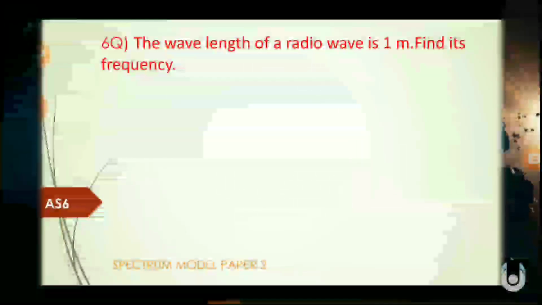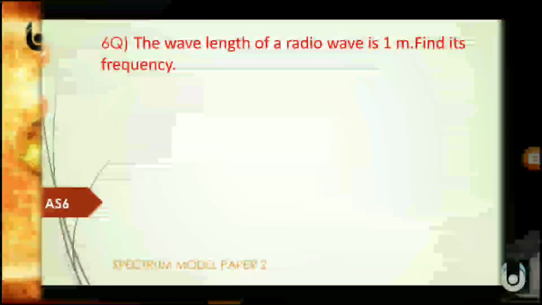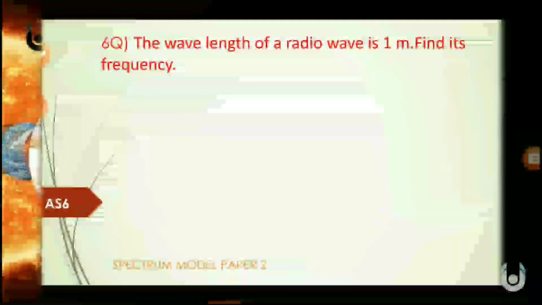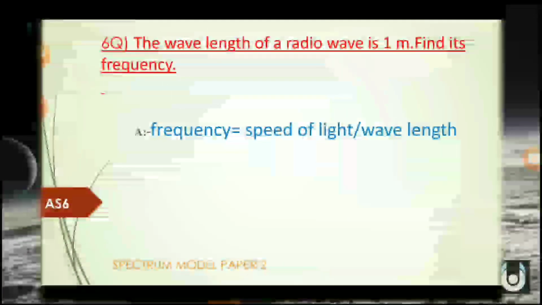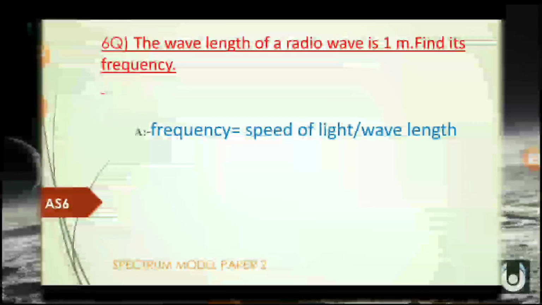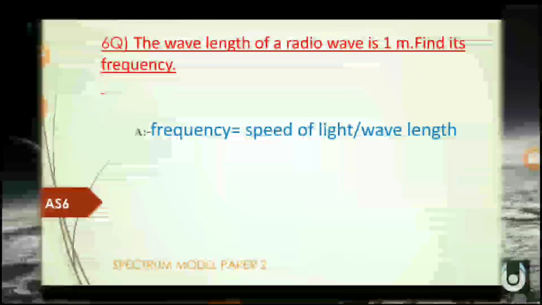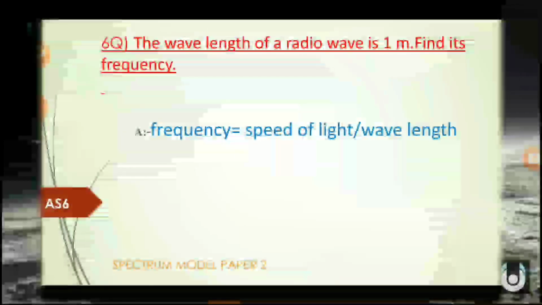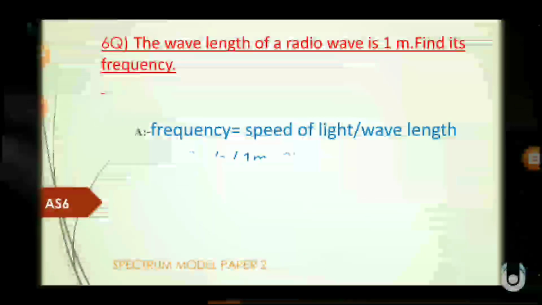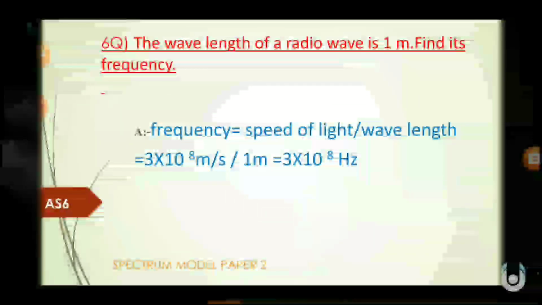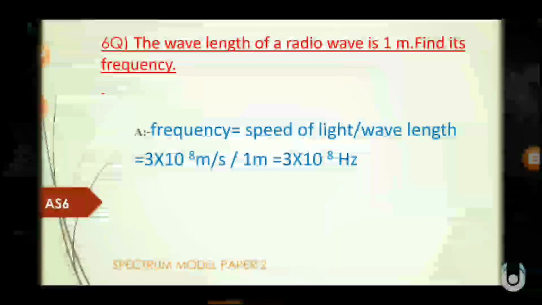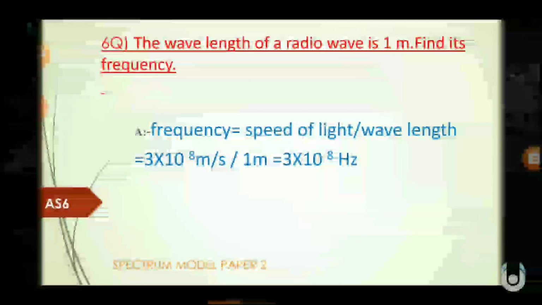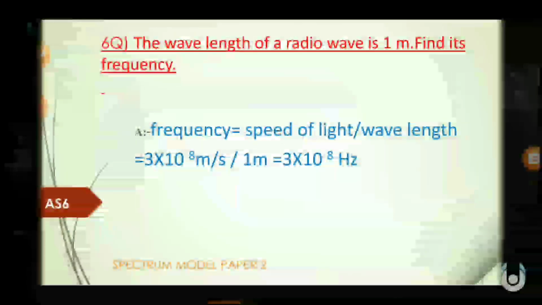Sixth question. AS6 question. The wavelength of a radio wave is 1 meter. Find its frequency. We know that v is equal to n lambda. So frequency is equal to speed of light by wavelength. The speed of light is 3 into 10 to the power of 8 meter per second, and the wavelength is 1 meter, hence the answer is 3 into 10 to the power of 8 hertz. 2 more questions.